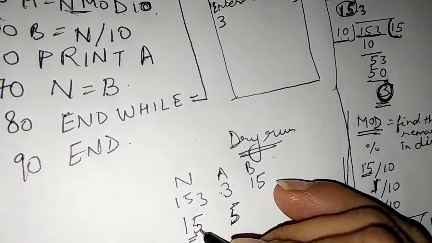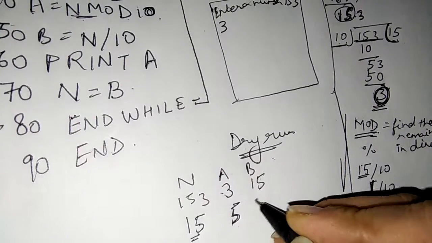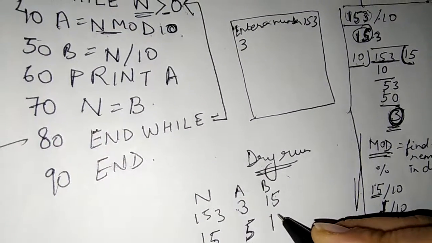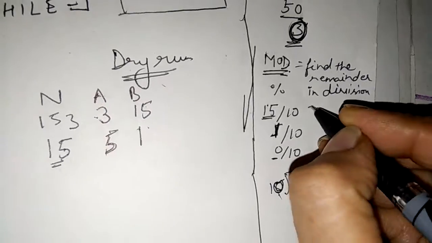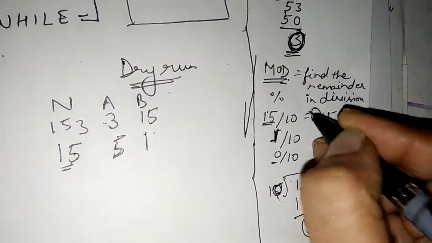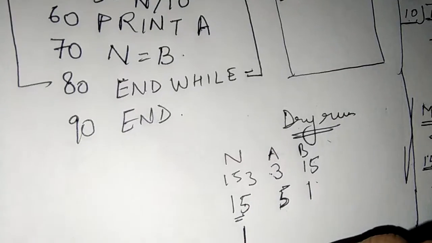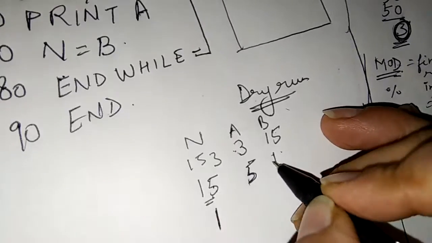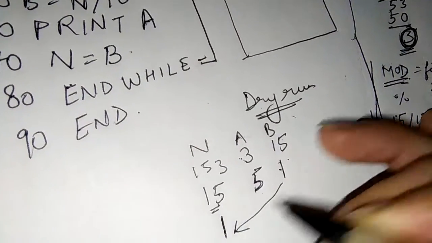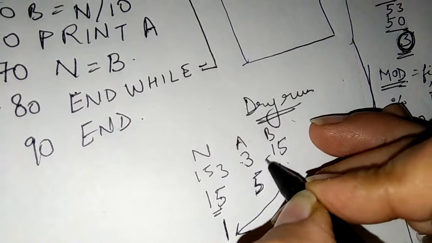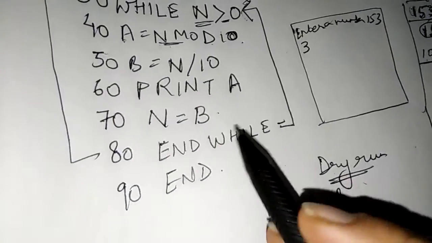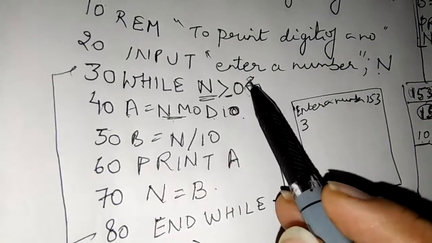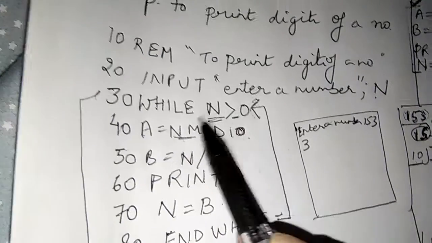N is 15. 15 divided by 10 is 1.5. 1.5 will take the whole number as 1. Now n is equal to b. Now n is 1. Okay. The value of b is stored in n. The value 15 was stored in n earlier. Okay. Now again, and while, it will go back to the while loop.